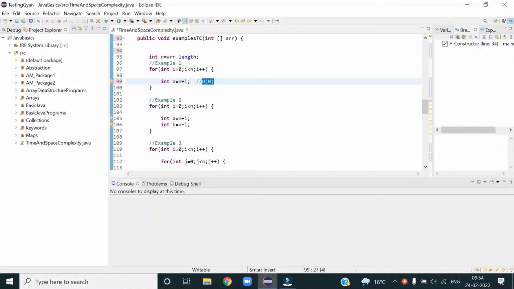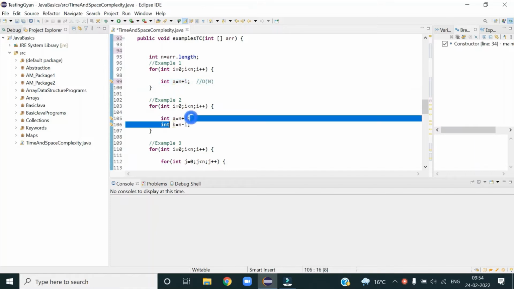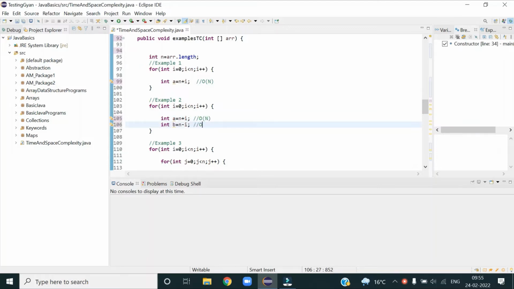Then in our example two, if you see, we are having two statements. Both of these statements will take big O of n in the worst case. Big O of n for this one, big O of n for this one. And if we sum up, it will be big O of n plus n, which is equal to big O of 2n. So if we multiply any constant with n, it will be equivalent to big O of n. So at the end, it is big O of n time complexity for this algorithm.